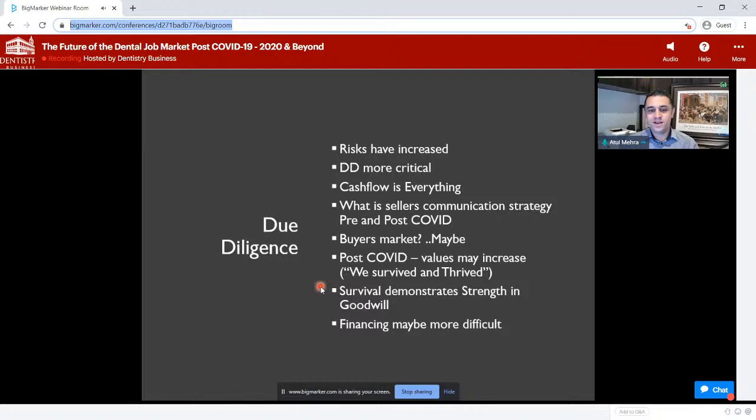So the other thing to look into is financing. Financing is still available. The banks are still out there lending, but it may become a little bit more difficult. You may have to do a little bit more work with the seller to demonstrate what the business plan is. So these things need to be considered in the process.